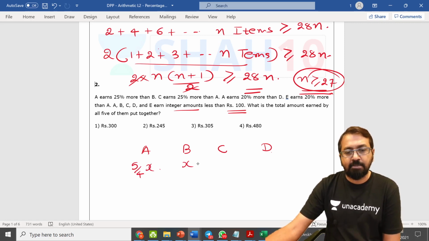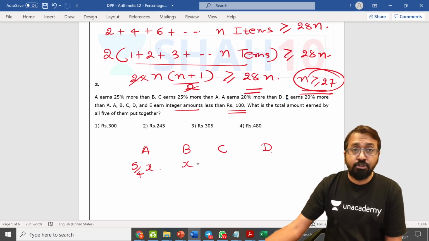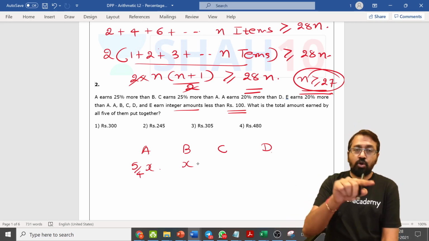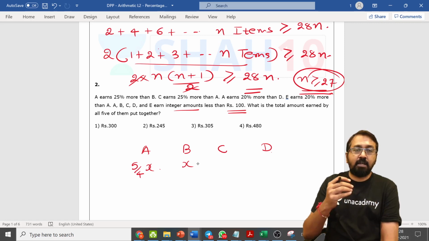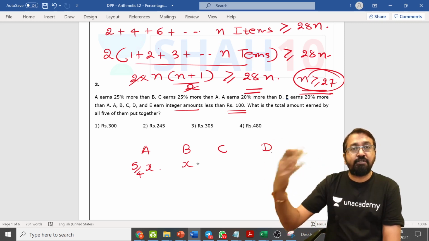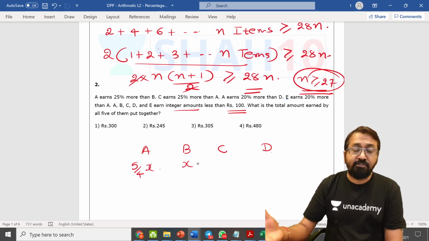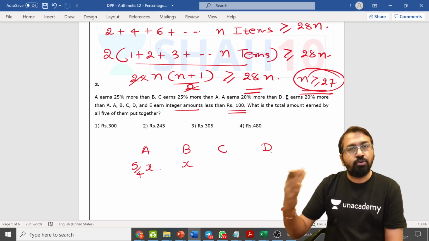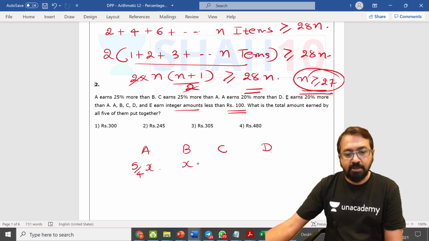C earns 25% more than A, so 25% more, that means once again you need to multiply by 5 by 4. Now this is what you need to understand, that a 25% increase or 25% more is like the multiplying factor will be 1.25, or you can say 5 by 4. So C's value will be 5 by 4 times A's value, which is already 5 by 4x.